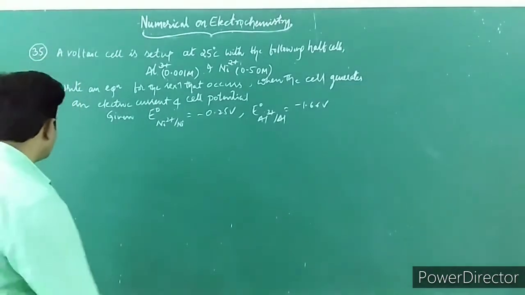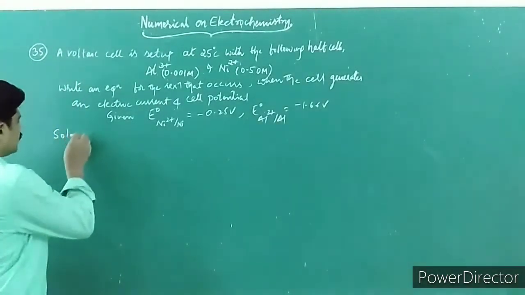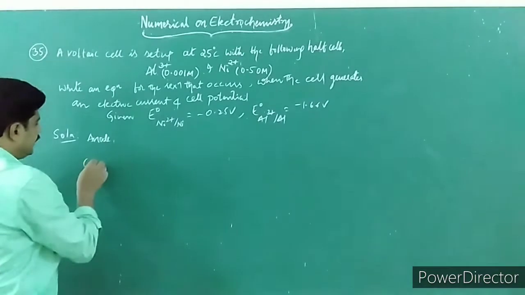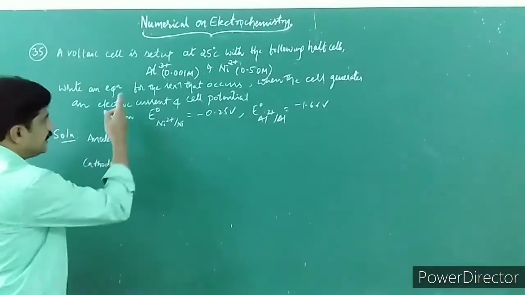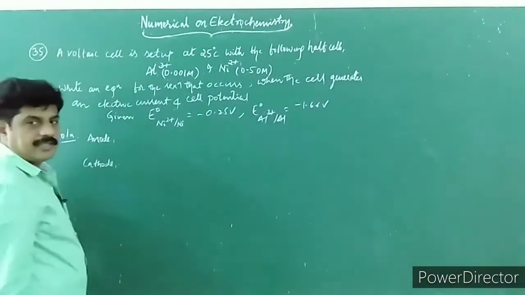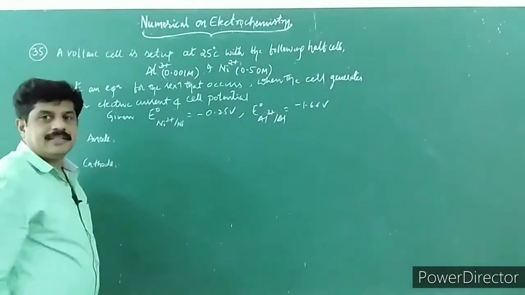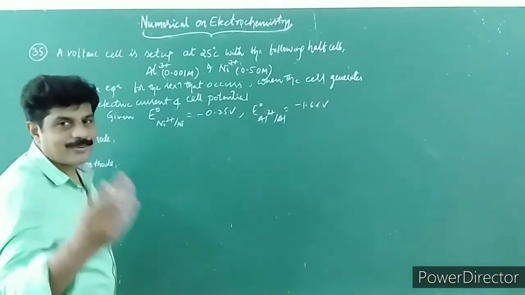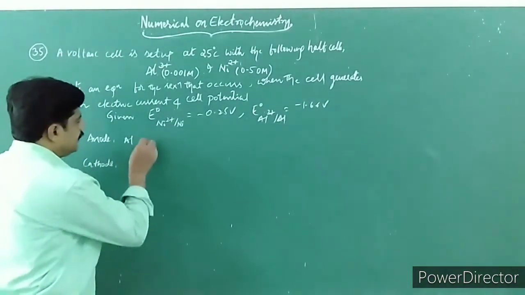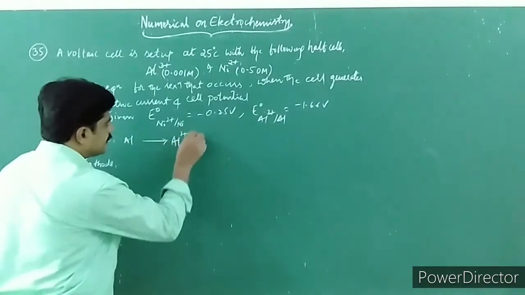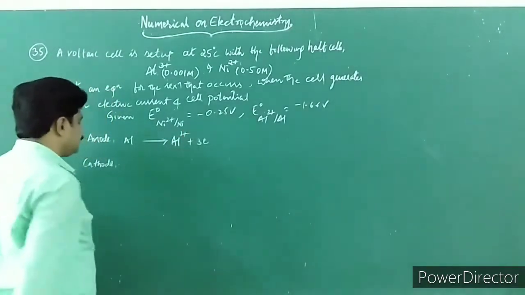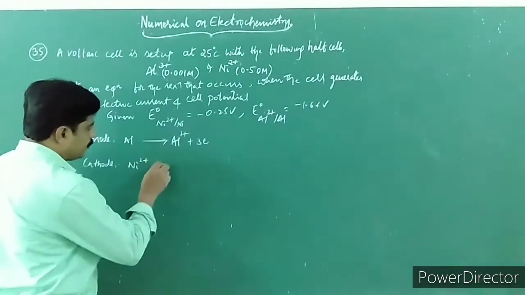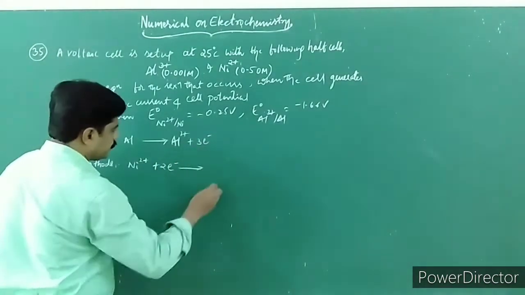Children, let me solve this numerical. Solution. Let me write the anodic and cathodic reactions so that we can write the entire cell reaction which takes place in this cell having two half cells. Children, look here. Al converts into Al3 plus ions by losing electrons. What do you call that? Oxidation. Al gets converted into Al3 plus, giving rise to 3 electrons. Now similarly, on the other side we have nickel. Nickel 2 plus takes up 2 electrons and gets converted into nickel.